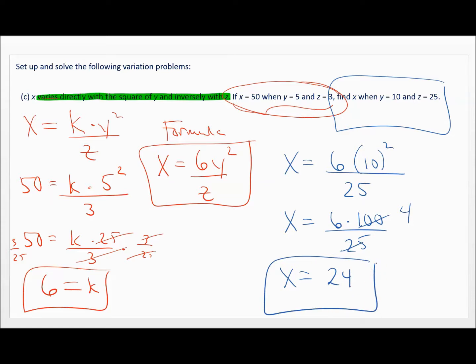Hey, this isn't bad, is it? I know it's word problems and you want to throw up, but this isn't bad. You can do this, okay?